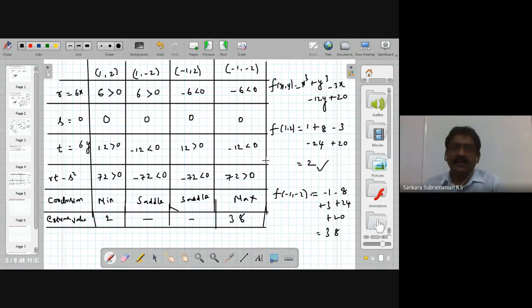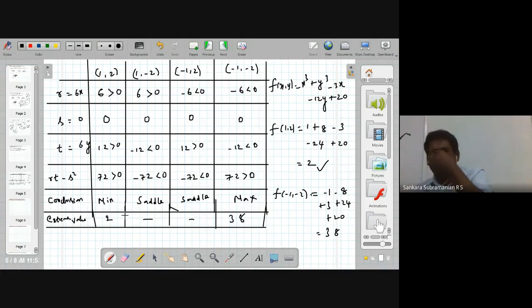So you have to conclude. What is your conclusion? The function f of x comma y attains maximum at the point minus 1 comma minus 2 and attains minimum at the point 1 comma 2, and the maximum value is 38 and the minimum value is 2. That is the conclusion.